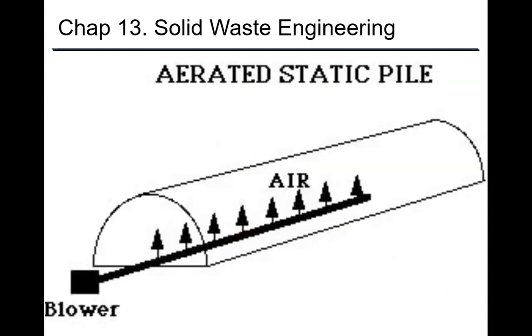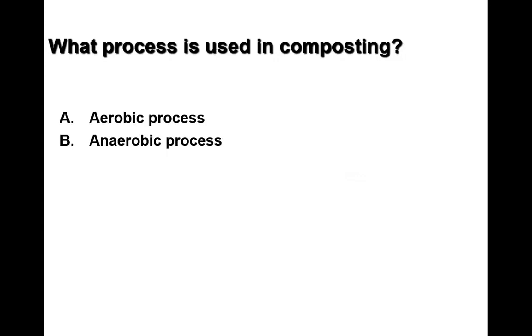Right, so here is an example. You can use a blower to blow in the air, and at the same time, you need to contain this garbage in a container, right? You can't just do it bare in the open air directly. Otherwise, you're going to generate a lot of odors. So if I ask you, what is the process being used in composting? Since you use oxygen, that's going to be the aerobic process. The anaerobic doesn't involve any oxygen.